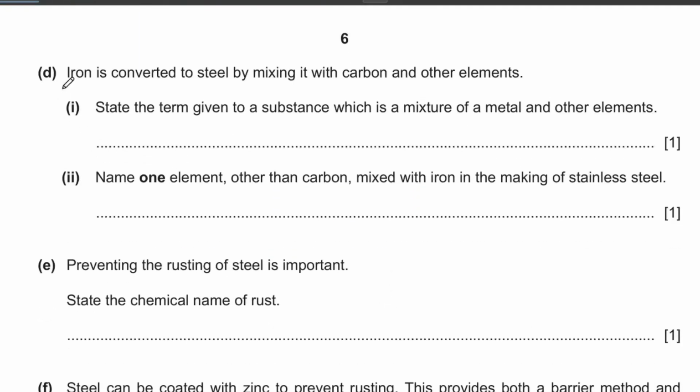Next question. Iron is converted to steel by mixing it with carbon and other elements. State the term given to a substance which is a mixture of a metal and other elements. So this is very simple. The answer is alloy. Next question. Name one other element other than carbon mixed with iron in the making of stainless steel. So the answer is nickel or chromium. These are the elements that are mixed with carbon in making an alloy called stainless steel.